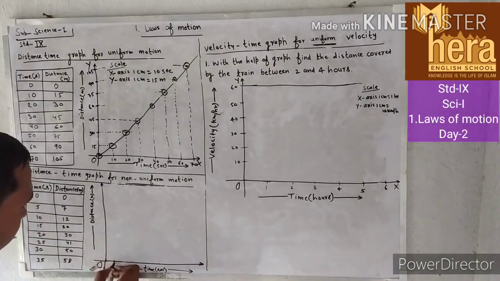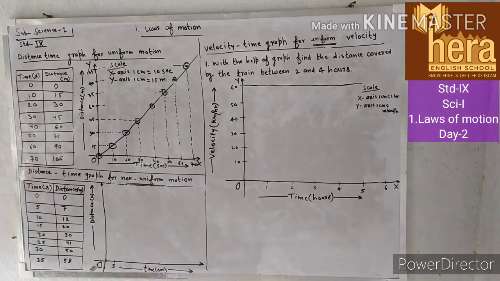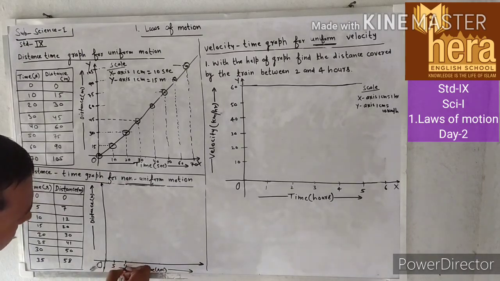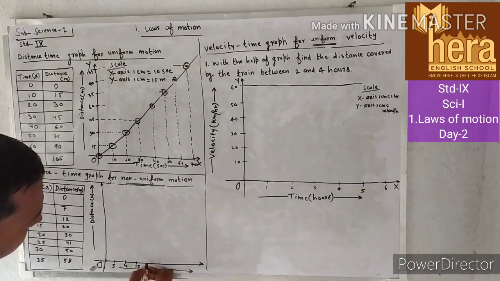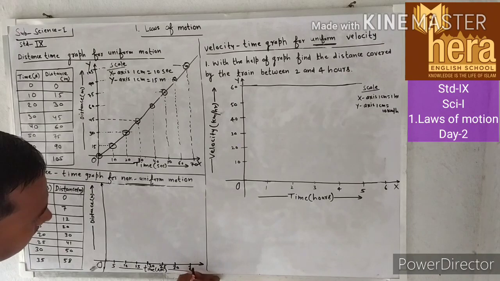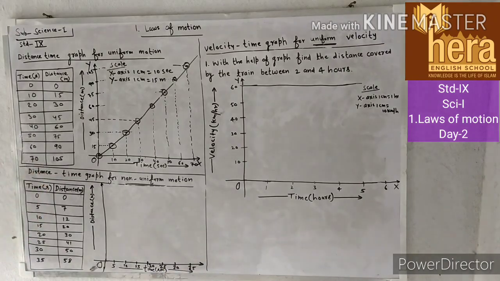So here will be 5, 10, 15, 20, 25, 30, 35. Okay.